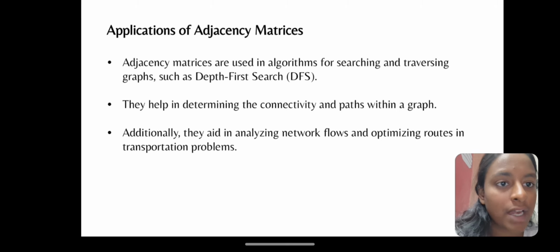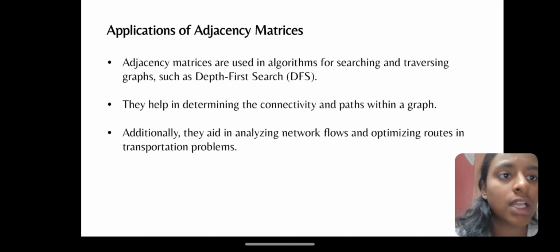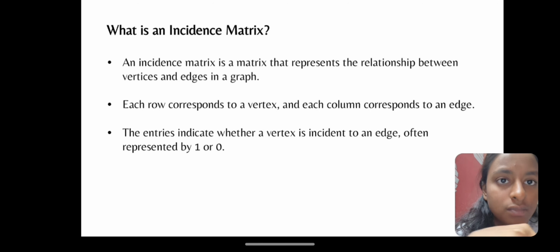So these adjacency matrices are used in mapping, which optimizes routes in transportation problems and solves complex problems in routing and mapping. They are used in algorithms such as depth first search. This is basically an algorithm for searching and traversing graphs. This also helps in determining the connectivity and paths within a graph.